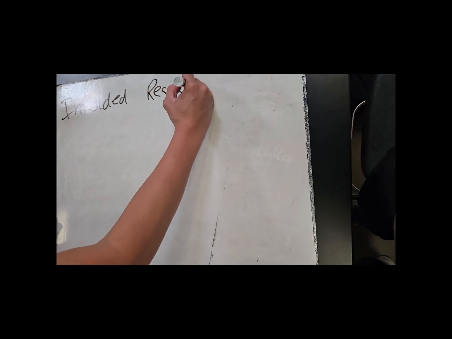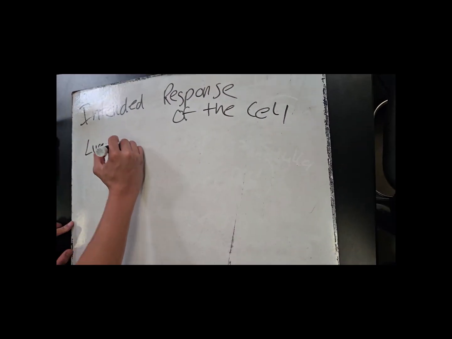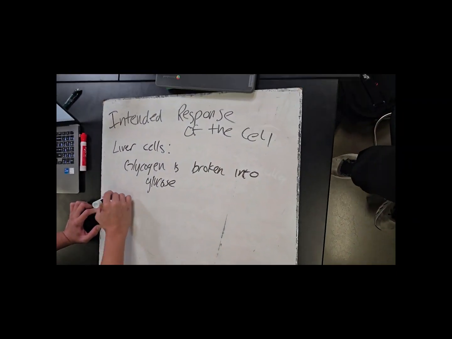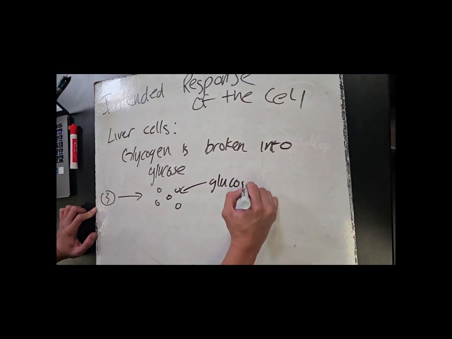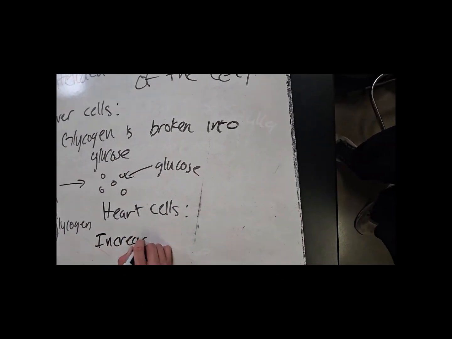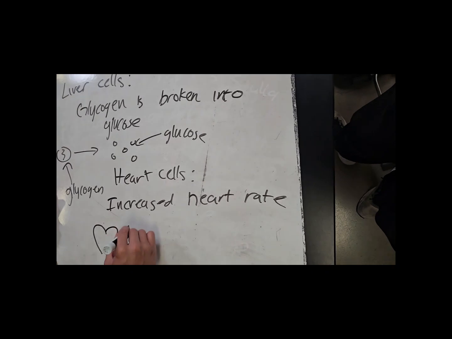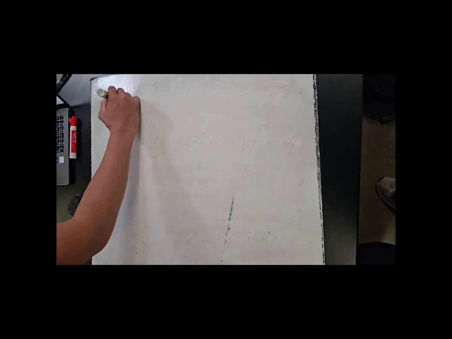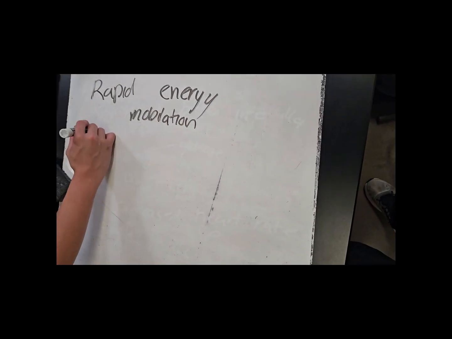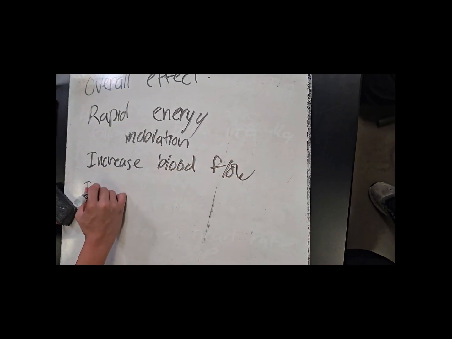The purpose of adrenaline signaling is to prepare the body for fight or flight. In liver cells, glycogen is broken down into glucose. Blood glucose levels increase and more energy becomes available. In heart cells, there's an increase in heart rate and an increase in force of contraction. The overall effect is rapid energy mobilization, an increase in blood flow, and an increase in oxygen delivery.